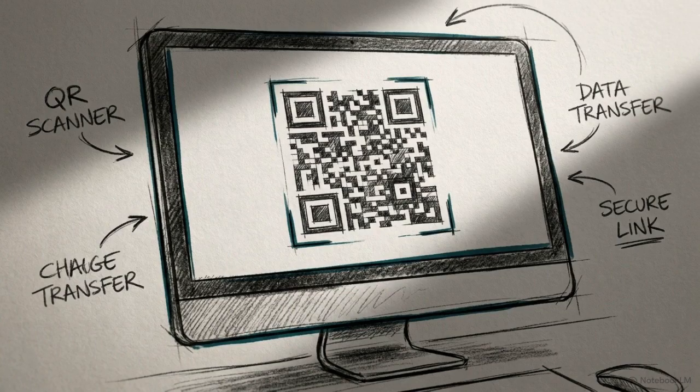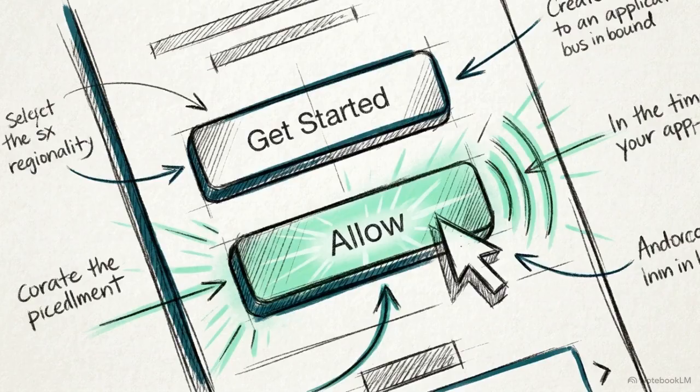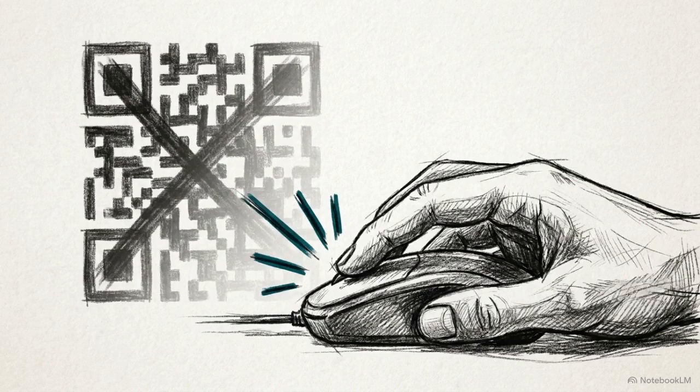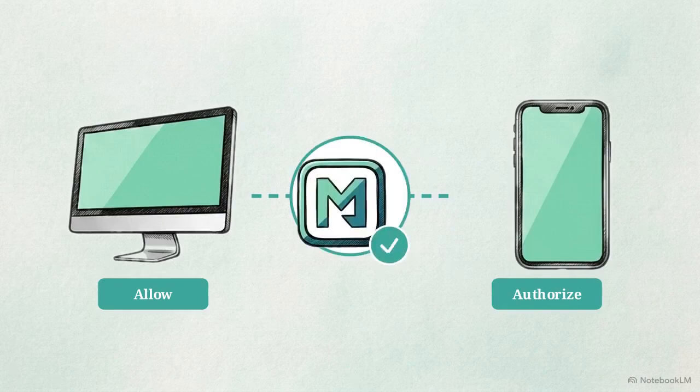During this process, you will likely see a QR code appear on your desktop screen. Ignore that QR code. It is currently non-functional. Keep your focus strictly on the button sequence we just walked through. Relying on the buttons rather than the QR code prevents the most common failure point in the authorization phase.